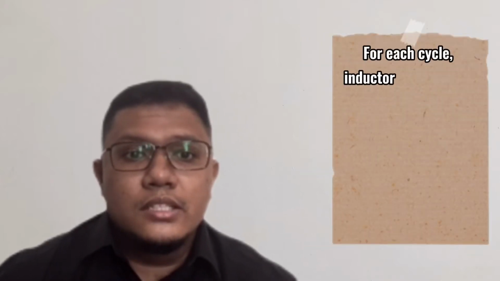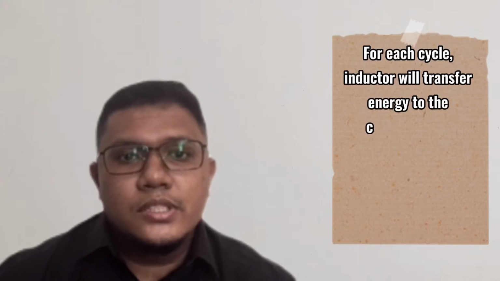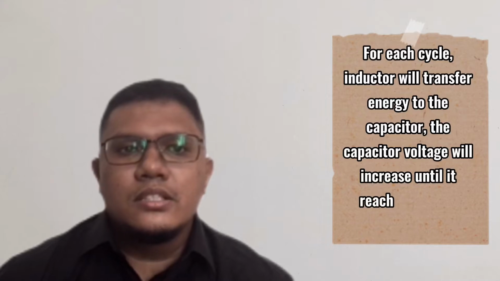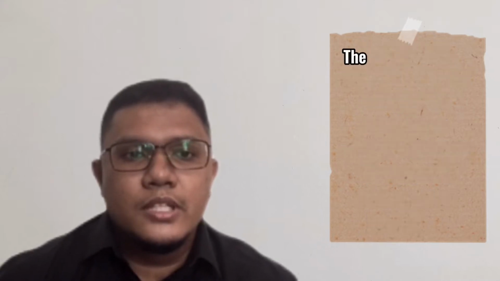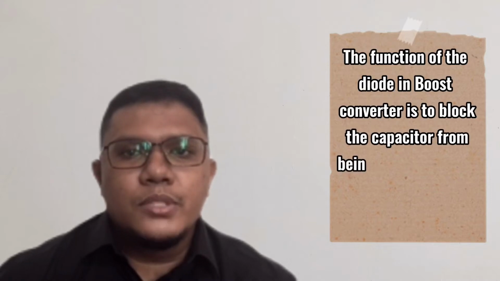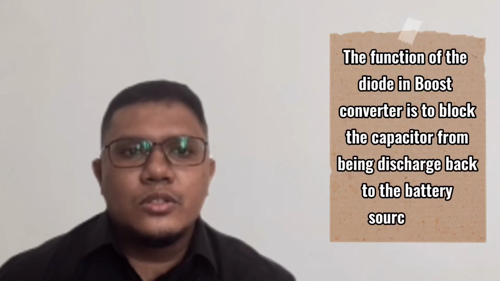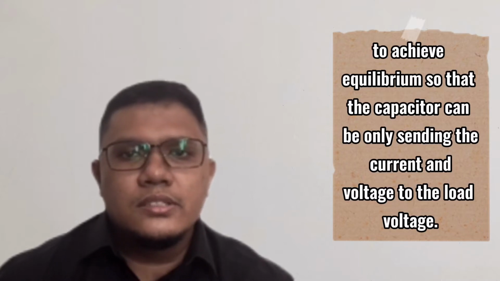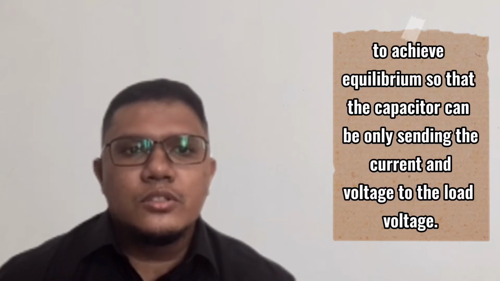For each cycle, the inductor transfers energy to the capacitor. The capacitor voltage will increase until it reaches the state of equilibrium. The function of the diode in the boost converter is to block the capacitor from being discharged back to the battery source to achieve equilibrium, so that the capacitor can only send the current and voltage to the load.